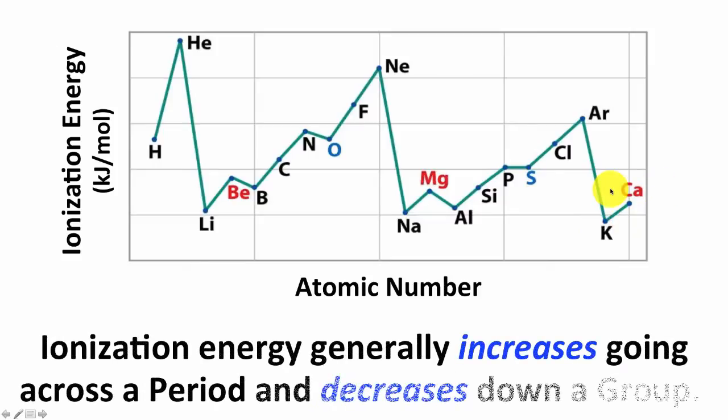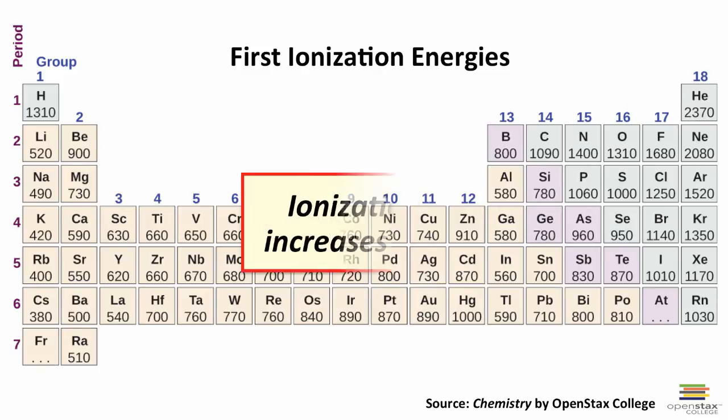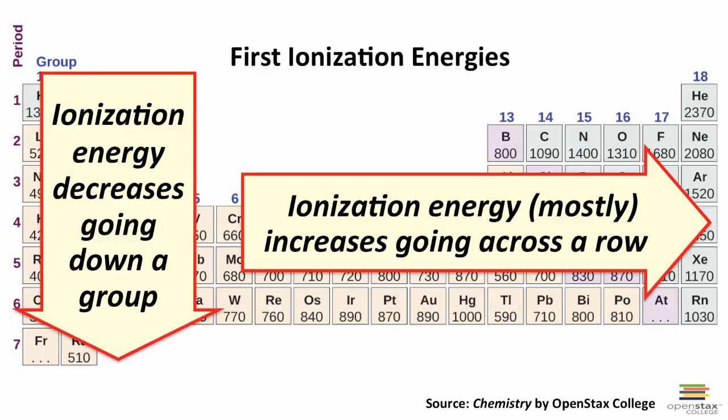So in general, ionization energy increases going across a period and decreases going down a group. If we look at the whole periodic table and look at the values, we see this is generally true. Ionization energy mostly increases going across a row, mostly decreases going down a group.